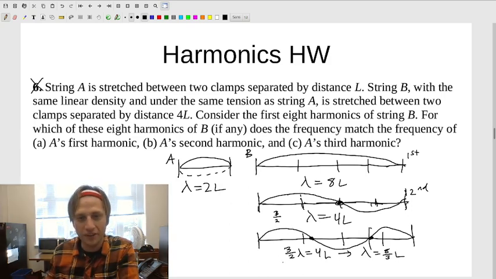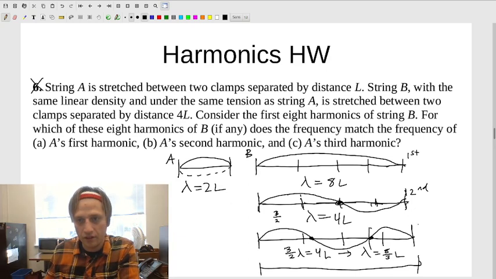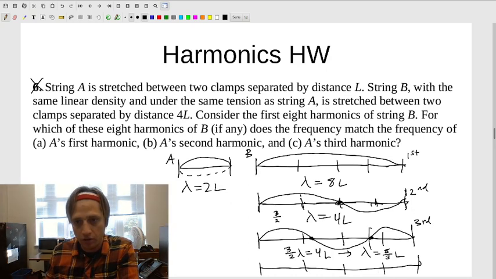So that's 1 wavelength. And then finally, here's our 4th harmonic. And this one has to have 1, 2, 3 nodes. Oh, look, 1, 2, 3, and we can draw that in.